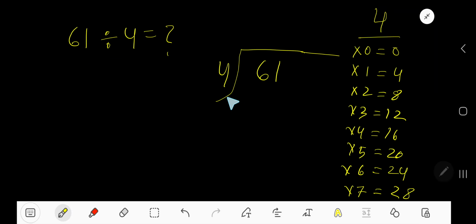61 divided by 4. Here 4 is a divisor, so we need the multiplication table of 4. 4 times 0, 0. 4 times 1, 4. 4 times 2, 8. 4 times 3, 12. To find the multiplication table of 4, just add 4 to the previous step.